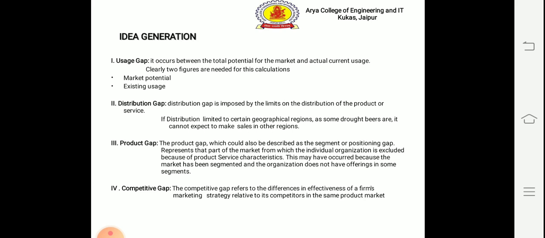Third, product gap. The product gap, which could also be described as the segment or positioning gap, represents that part of the market from which the individual organization is excluded because of product or service characteristics. This may have occurred because the market has been segmented and the organization does not have an offering in sub-segments. Fourth, competitive gap. The competitive gap refers to the differences in effectiveness of a firm's marketing strategy relative to its competitor in such a product market.